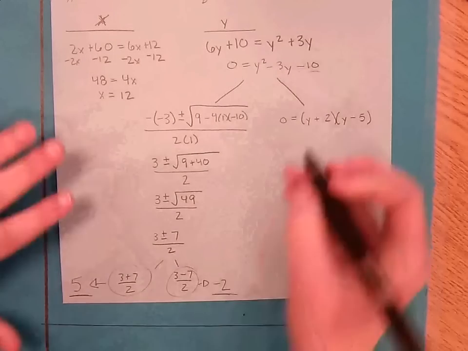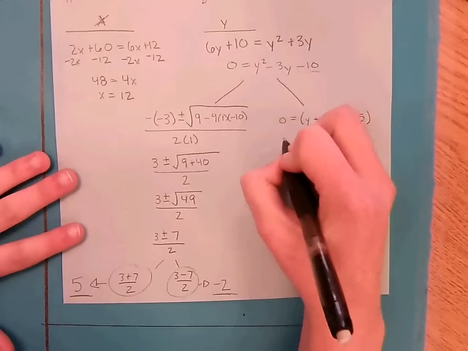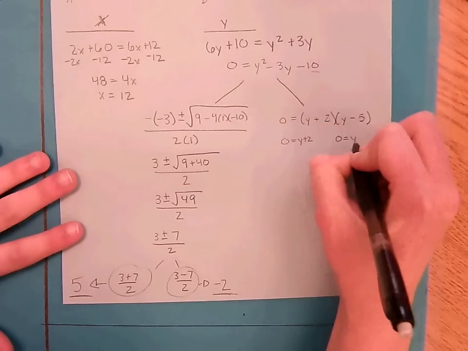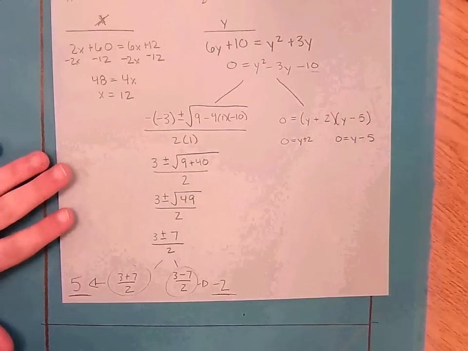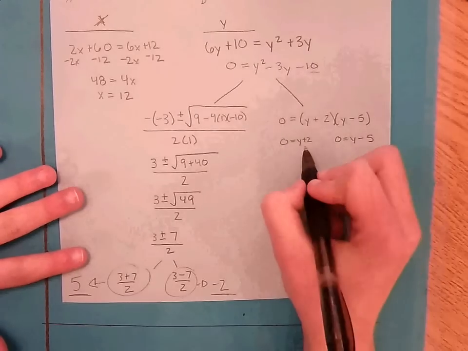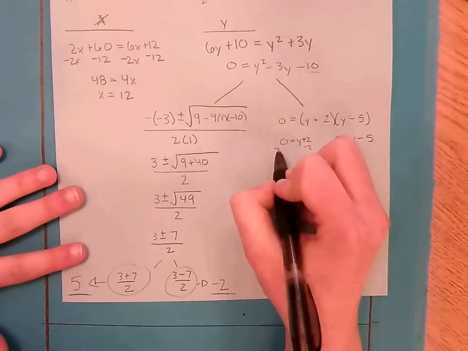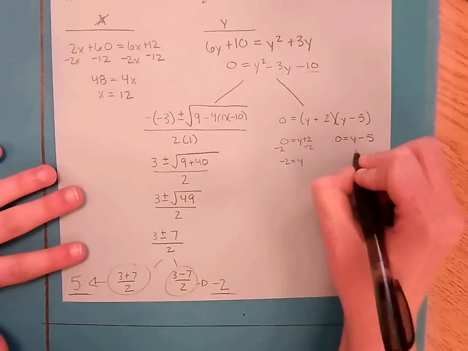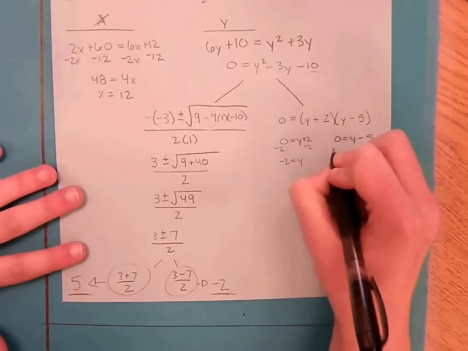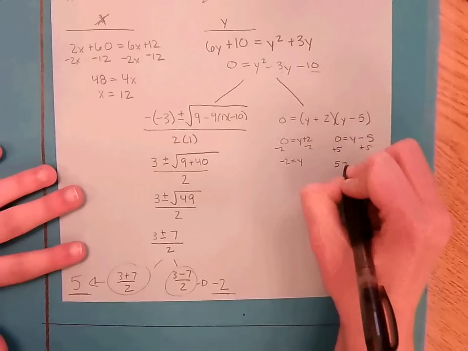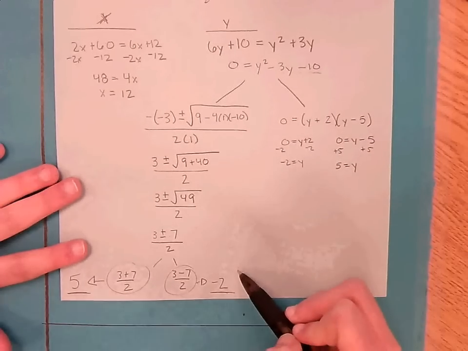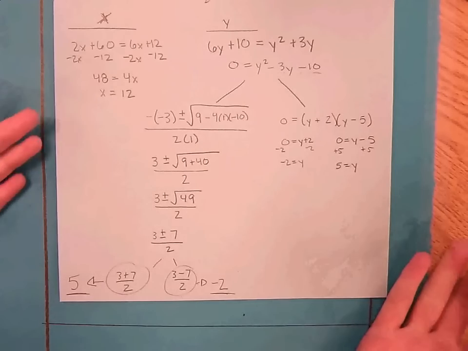Now, you look at this, and you split it up even more. So 0 equals y plus 2, and 0 equals y minus 5. Now you would solve this like any other equation. So you would subtract 2 and subtract 2, so negative 2 equals y, and then you would add 5, and you have 5 equals y. Aren't those both the numbers we got down here? It was a little less work, but you get the numbers either way.